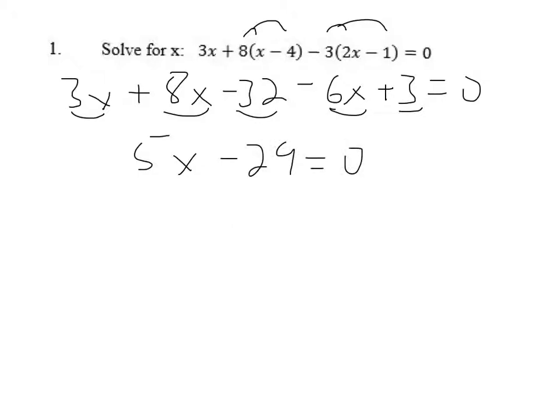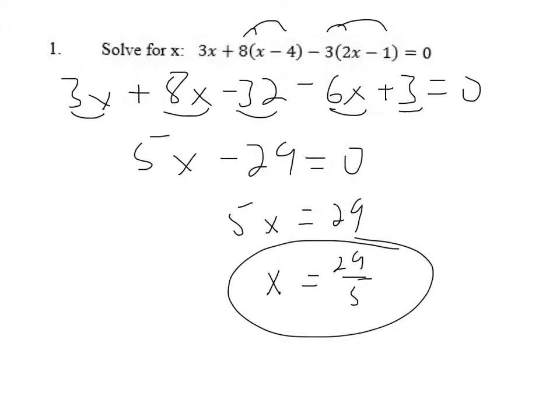I'll add 29 to both sides of this equation. And then I'm going to divide by 5. And so it's 29 over 5. And that's just obnoxious enough. I don't want to go check it.